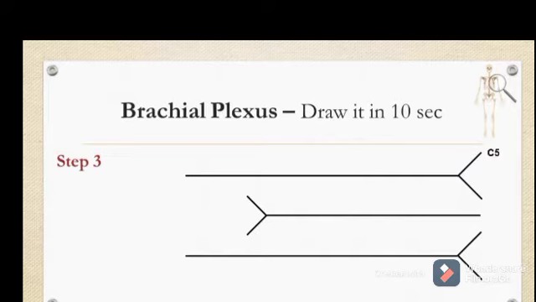In step 3, just write C5, 6, 7, 8 and T1 representing roots of the plexus. And in the next step, just draw two lines like this with three branches coming out of them.